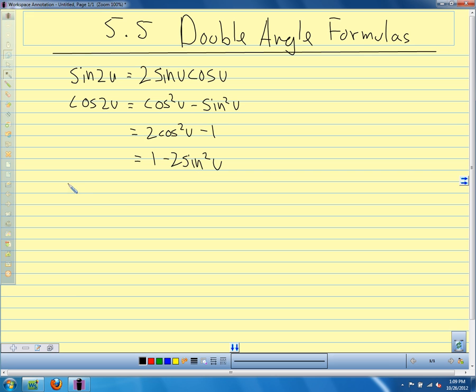And then the tangent of 2u is 2 tangent u divided by 1 minus tangent squared u.